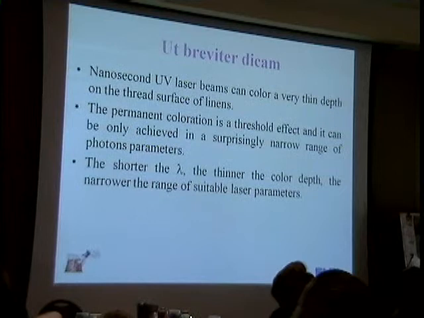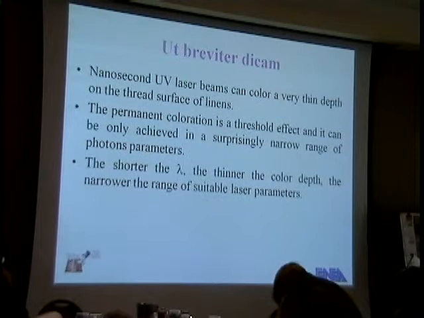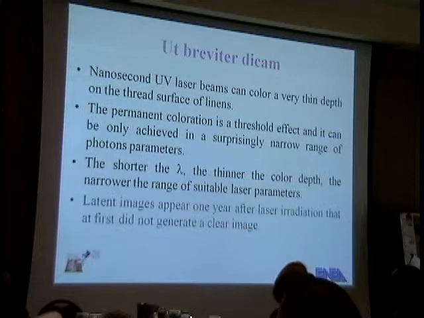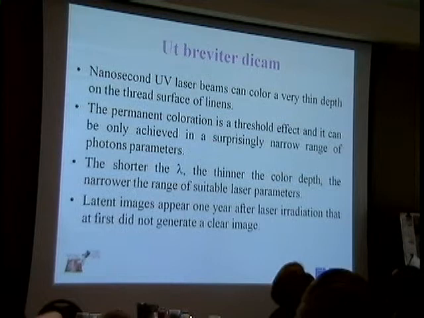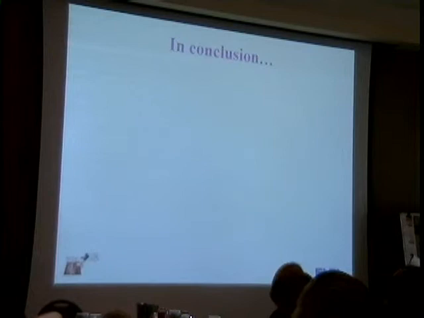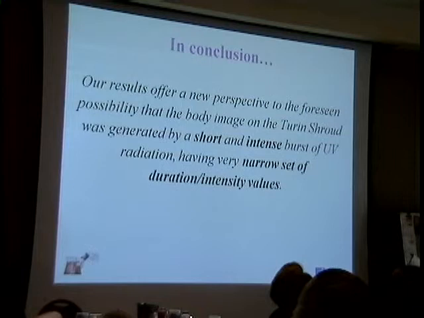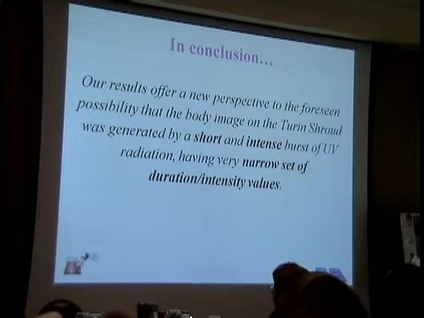We have shown that the shorter the wavelength of the laser, the thinner the color depth, but at the same time, the narrower the range of suitable laser parameters. We have obtained some latent images that appear 1 year after laser radiation that at first did not generate a clear image. So these are some conclusions that mainly comment the fact that our results show that in principle a short directional burst of ultraviolet light may have played a role in the coloration of the shroud.